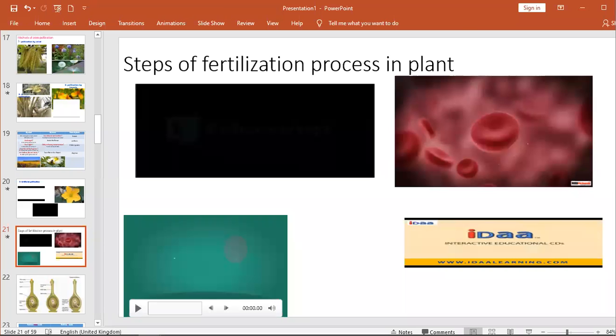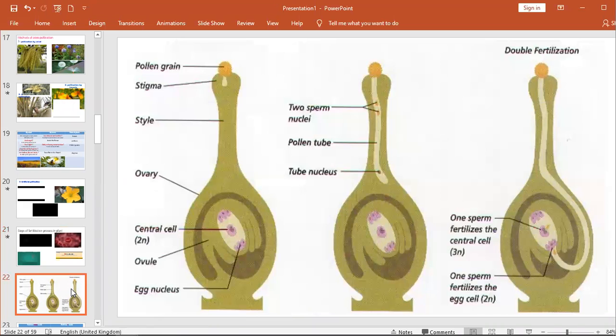Now we will continue speaking about fertilization, the types of fertilization, or how fertilization occurs. This is a picture of a pollen grain transferred by self-pollination or cross-pollination. At the end of pollination, the pollen grain sticks on the stigma. Why? I'll give the reason: because the stigma secretes a sugary solution, or sugary juice, to feed the pollen grain.